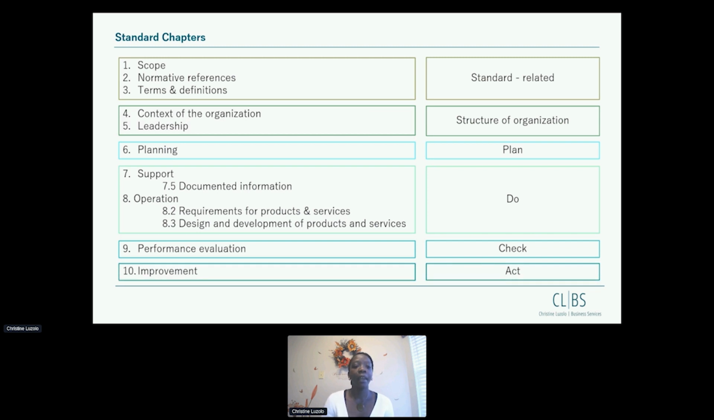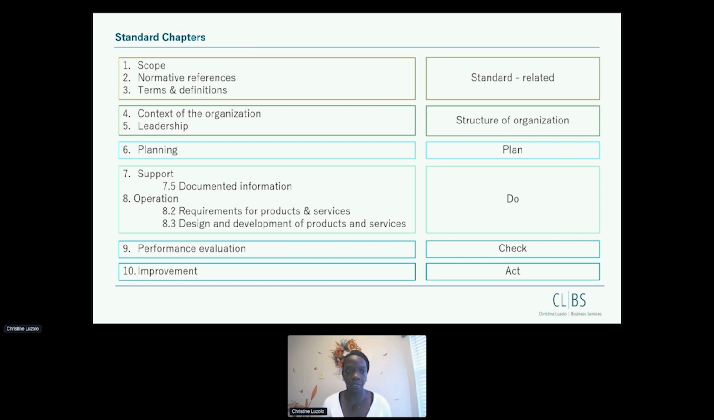And in the end, chapter 10, improvement. Improvement means, okay, what are going to be our next steps? Were we wrong in something that we did? So we need to make up for faults that we might have made, or did everything go well? But of course, we still don't want to settle for that. We want to improve. So what are we going to do to become even better? This accounts for the act section. And here you see the Deming cycle, plan, do, check, act.